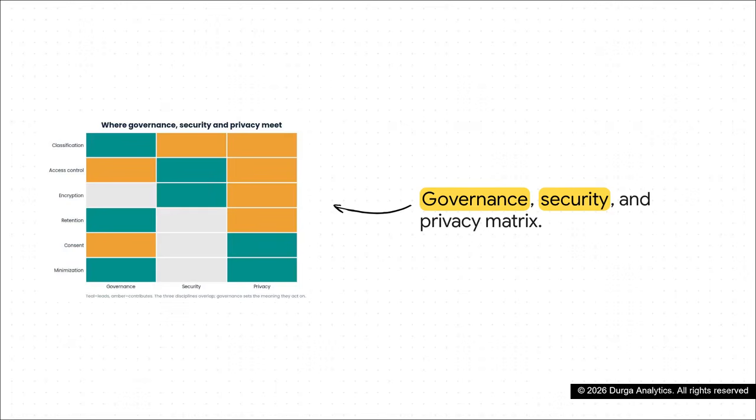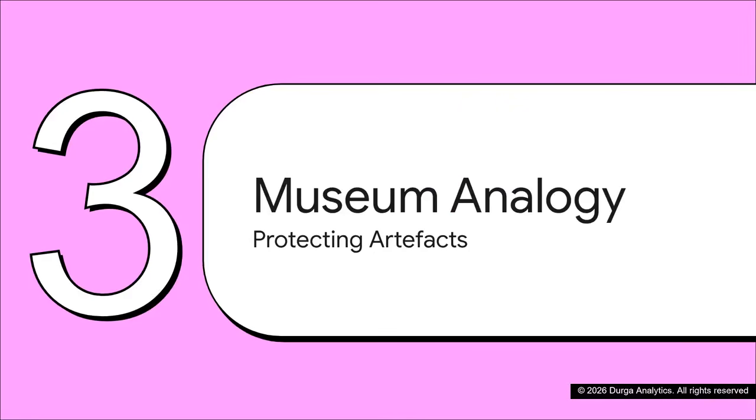Looking at this matrix, you'll notice how the teal and amber boxes visually separate the responsibilities. It shows you exactly where governance leads, like in data classification, and where it merely contributes to security and privacy. Governance decides what the data actually means and who owns it. It provides the essential foundation that security and privacy ultimately act upon. To resolve the confusion between these disciplines instantly, let's look at a powerful real-world analogy.